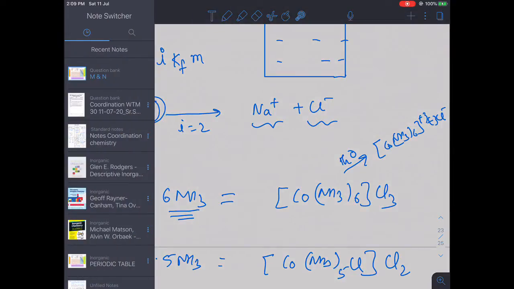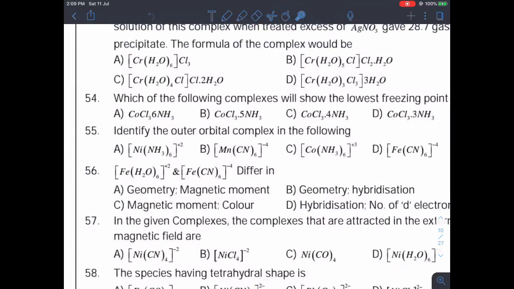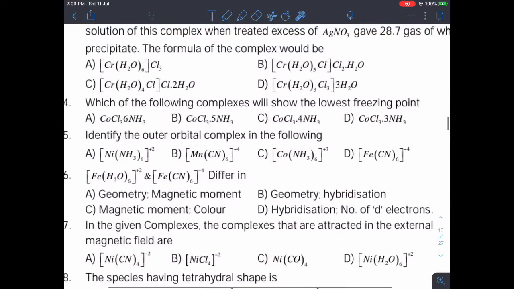So which of the following will show the lowest freezing point they are asking? Lowest freezing point means depression more. So our answer will be this.